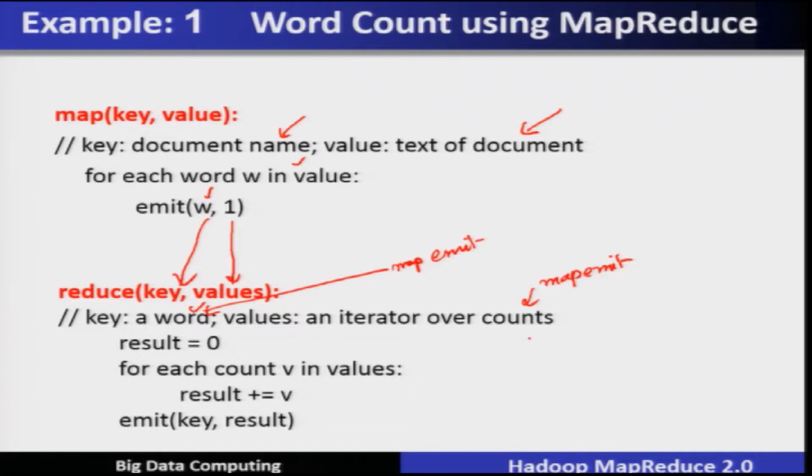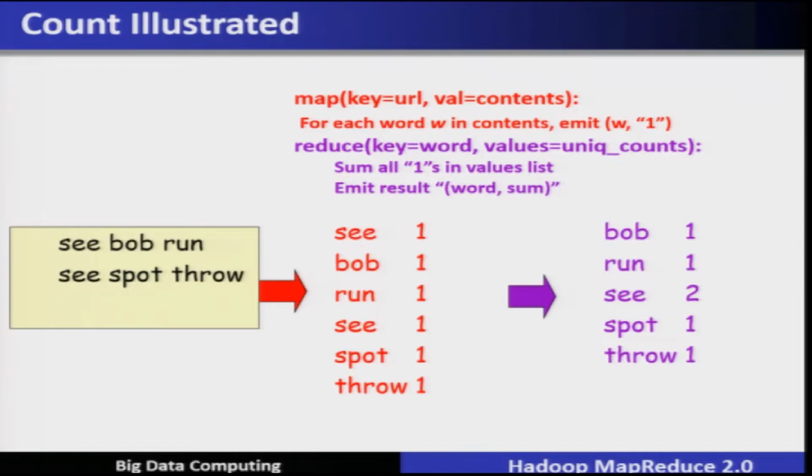Now, this iterator will run over these count values. For example, for each count value v in the values, it will do the sum, and for every key it will produce the output. Let us see this illustration through a running example.